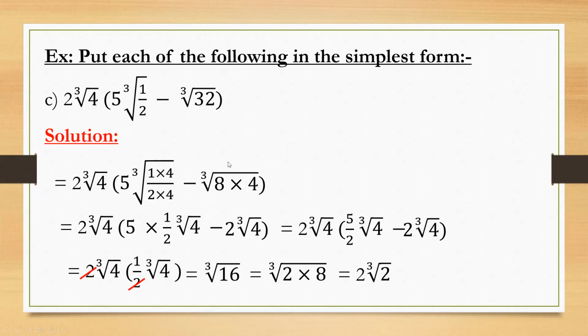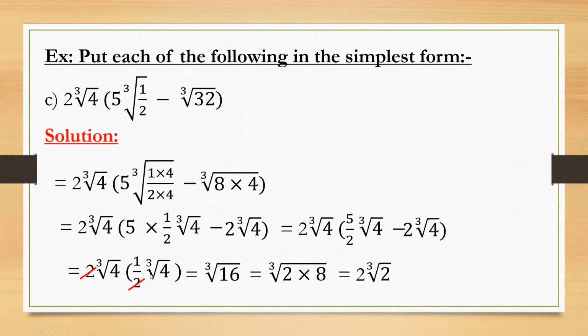32, I'll distribute it to 8 times 4. 8 has a cubic root, its answer is 2. 4 hasn't a cubic root, I'll put it. So the answer here, 5 times half cubic root 4 minus 2 cubic root 4. I multiply 5 times half, it will be 5 over 2. 5 over 2 cubic root 4 minus 2 cubic root 4, it will be half a cubic root 4.